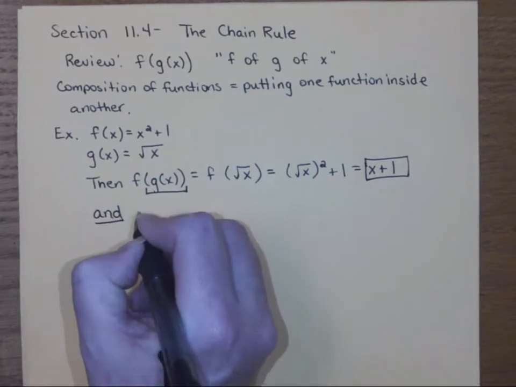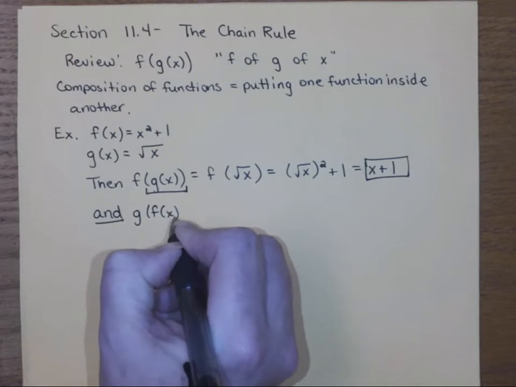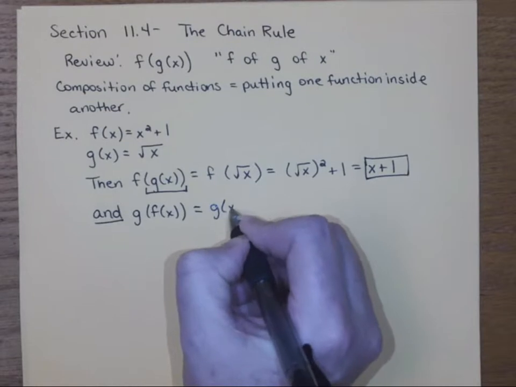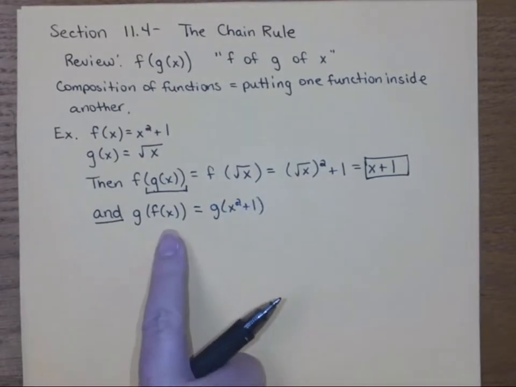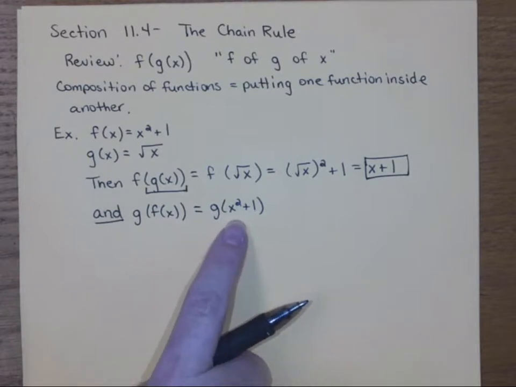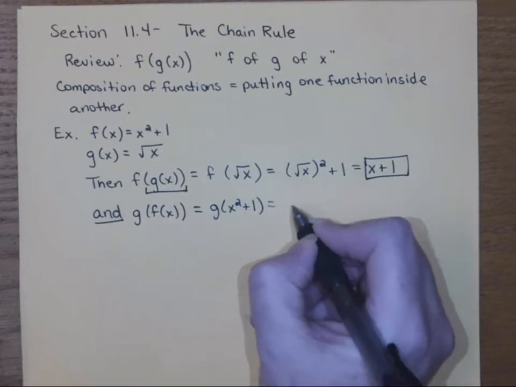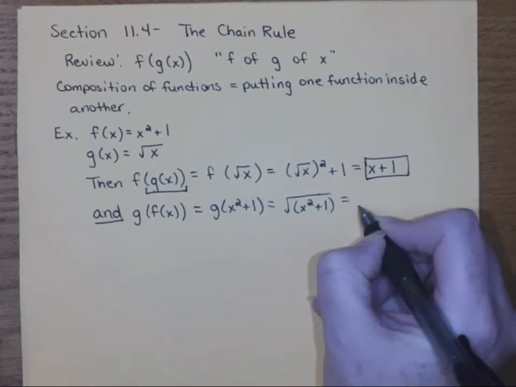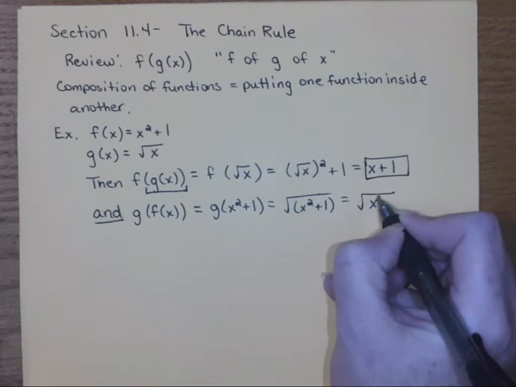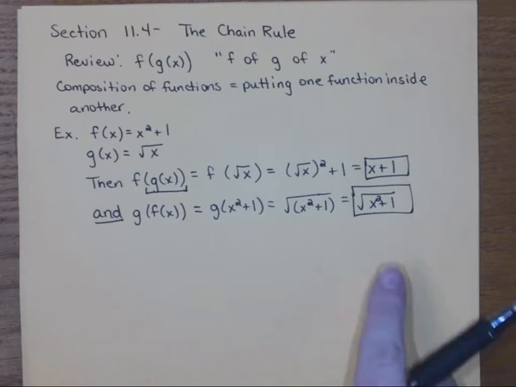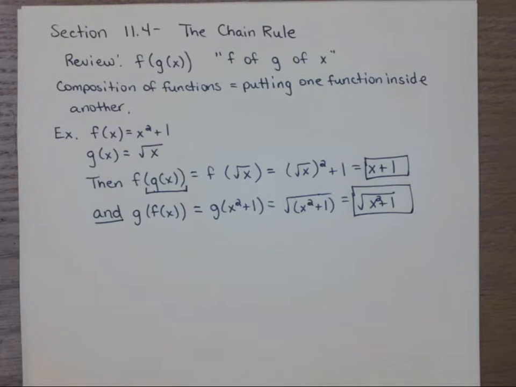It's important to note that most of the time these will give you different results, unless they happen to be inverses, but we're not really talking about that today. Again, you start on the inside function. This time the inside function is f of x, so we're finding g of x squared plus 1. That means go to your g equation and replace x with what's in the parentheses. In the end, we don't need this set of parentheses, and we just get the square root of x squared plus 1. Notice no simplification can be done here because we don't know what x is, and x squared and 1 are not like terms.